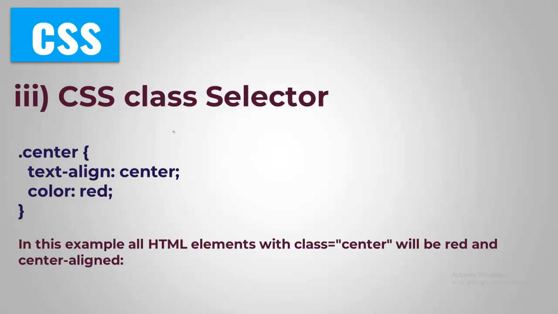Now let's talk about class selector. It is targeted by dot. Center is the name of the class. Whenever you put this class in an element, it will be centered and the color will be changed to red. And a single element can have multiple classes, as I told you earlier, but there is only one ID for a single element.